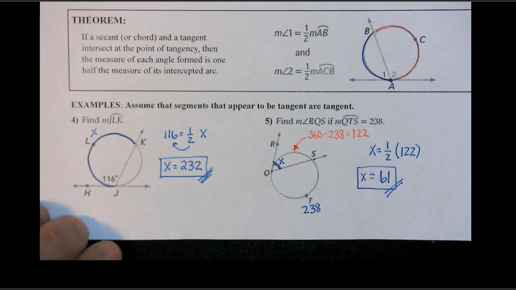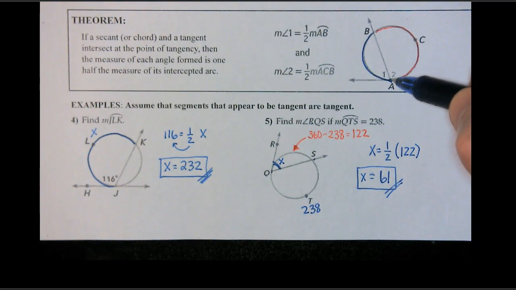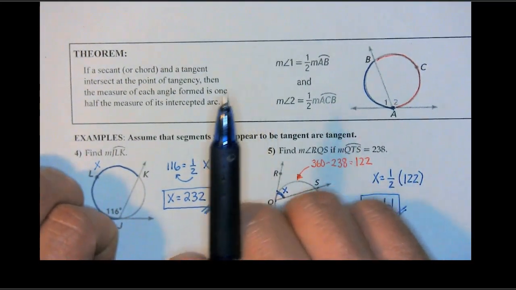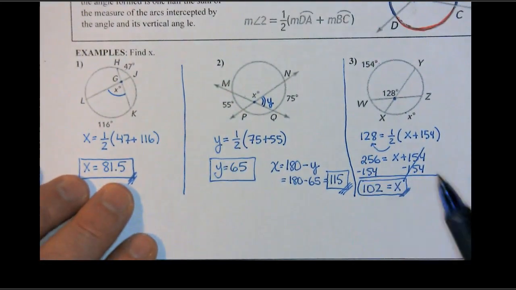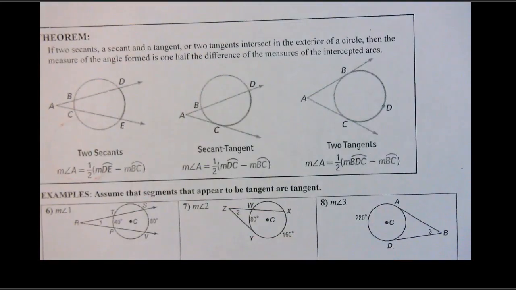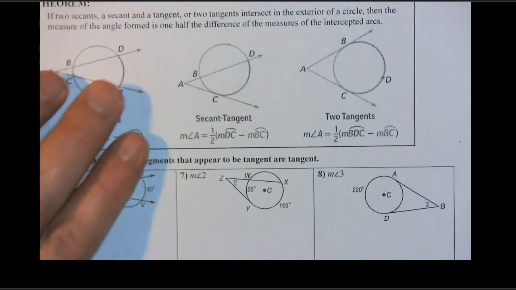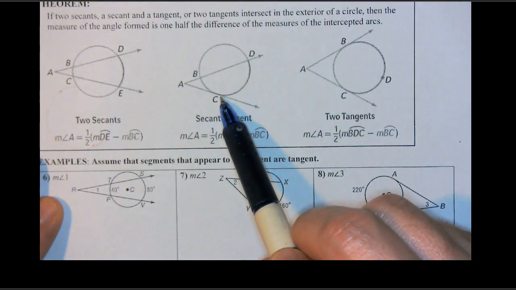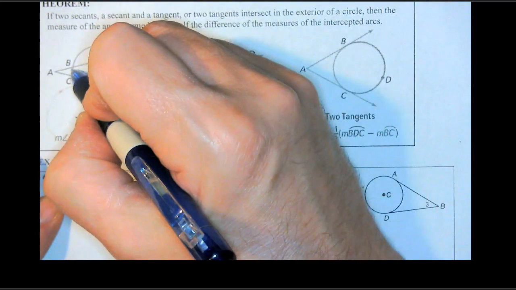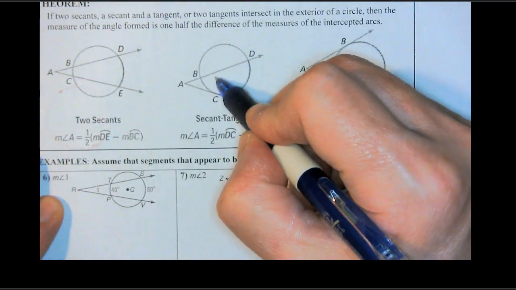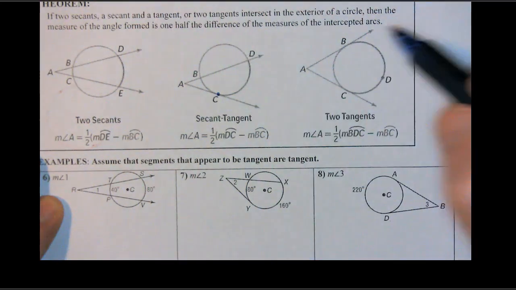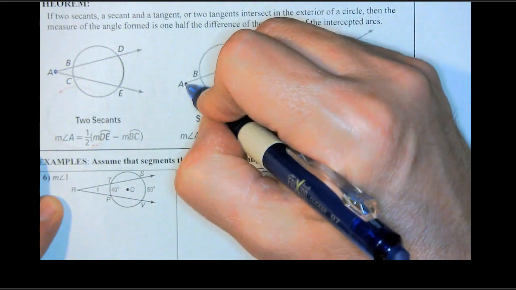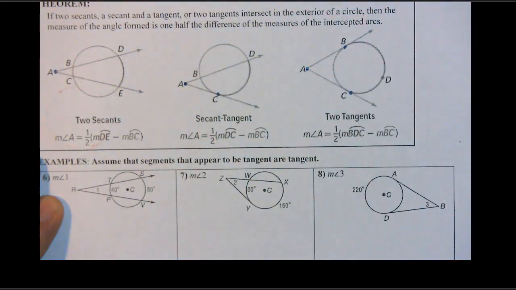So on this page, we've used the new theorems, one for when the point of intersection is on the circle, and the other one is if the point of intersection is inside the circle. So turning the page, we see a new theorem that has to do with what if I have two secants, or a secant and a tangent, or two tangents? So right here, I have two secants. Here I have a secant and a tangent. Here I have two tangents. But notice the point of intersection. The point of intersection is outside the circle.